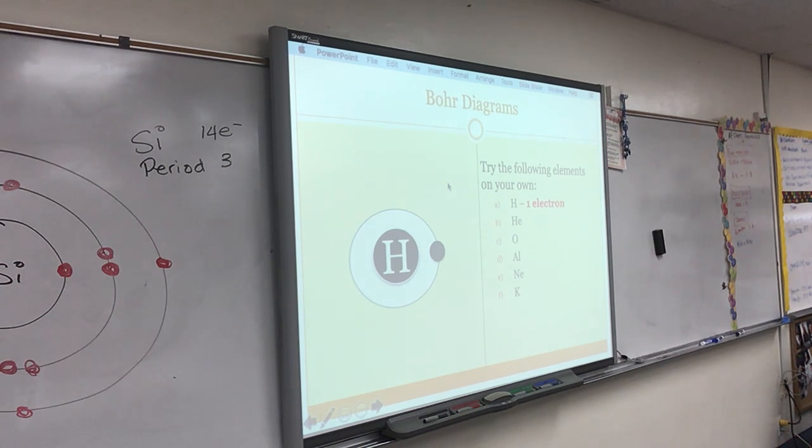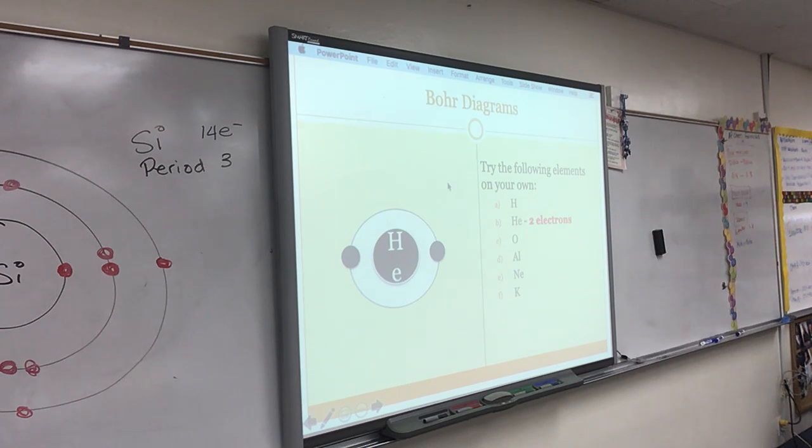How many energy levels are you drawing for helium? 1. And what period is helium? Helium is in period 1. See it across? That's the same period. Okay, so how many circles are you drawing? How many electrons are you putting? 2. Are we clear? Yes.